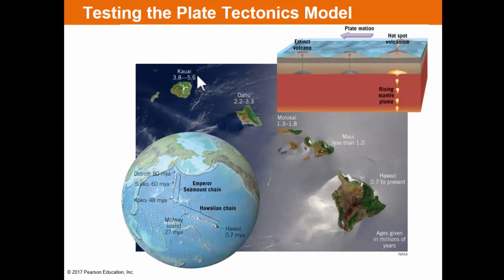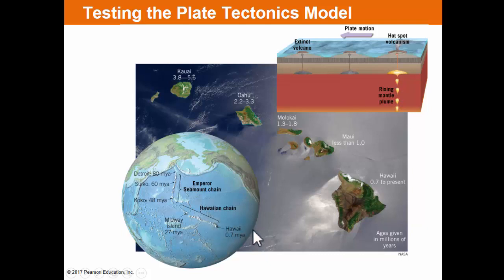Kauai was formed by two different volcanoes between 3.8 and 5.6 million years ago, Oahu 2.2. Essentially, the hot spot is here. The hot spot is a fixed place. This is the island of Hawaii. Here's California. This is the island of Hawaii. And that cylinder of hot magma has been in the same place, bubbling up in an area not much larger than the island of Hawaii. You can see it there. It essentially originates at the mantle core boundary, and it bubbles up.